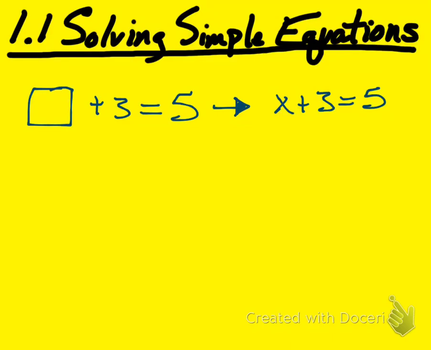The journey of 1,000 miles begins with a single step, and here we are on 1.1, solving simple equations. Let's start at the beginning. What's a variable? What are we doing here?